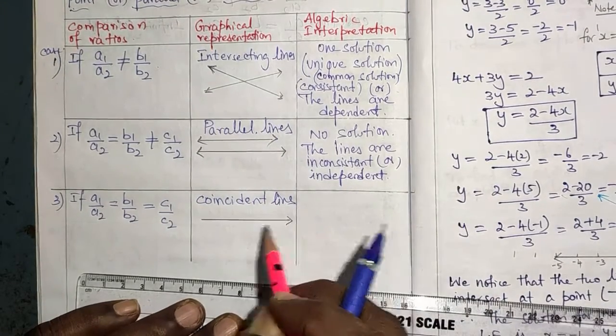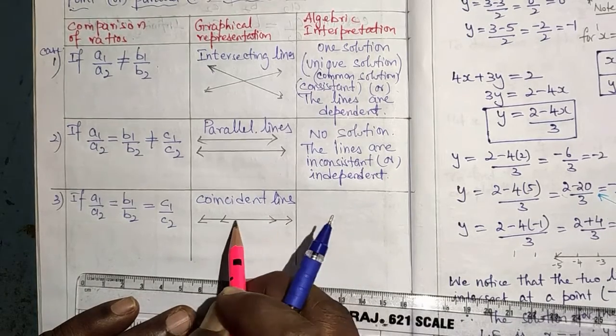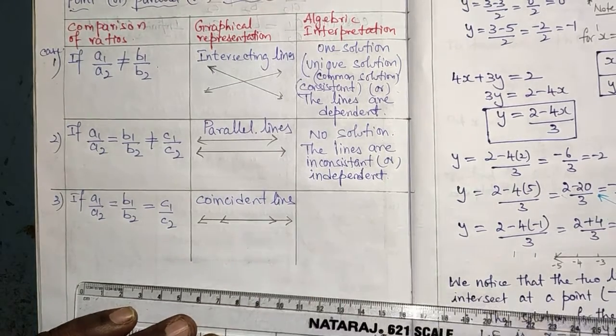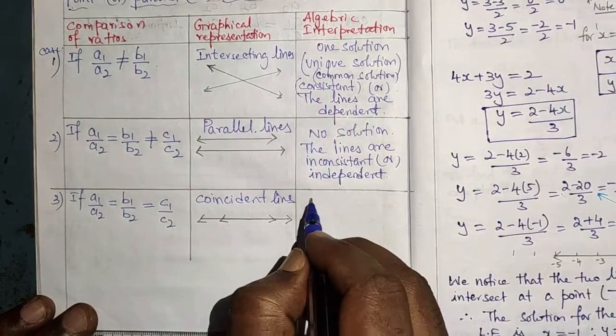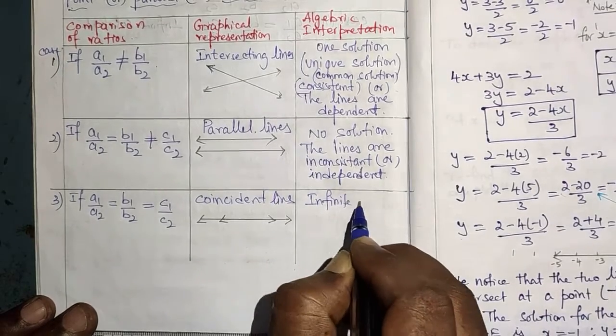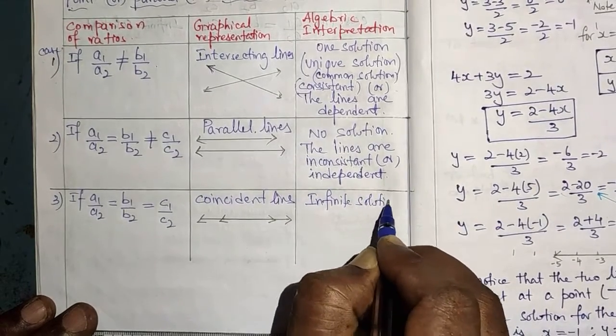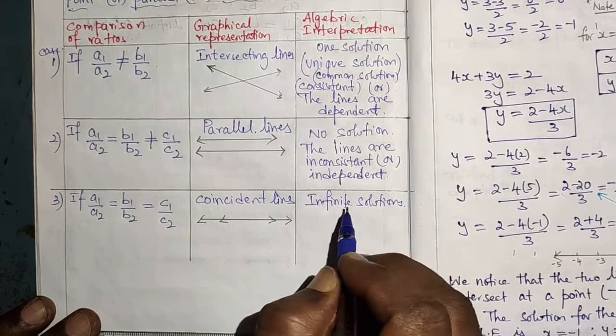So this is the first line. I will represent the second line like this on that itself. That means the second line is also overlapping on it. Then how many solutions does this line have? Infinite solutions. Infinite number of solutions.